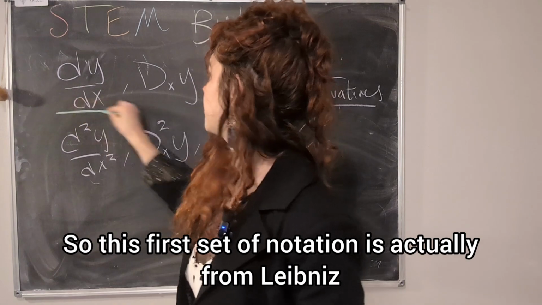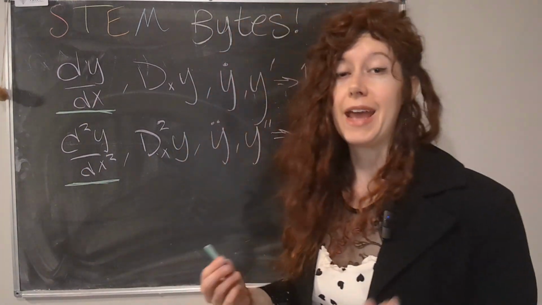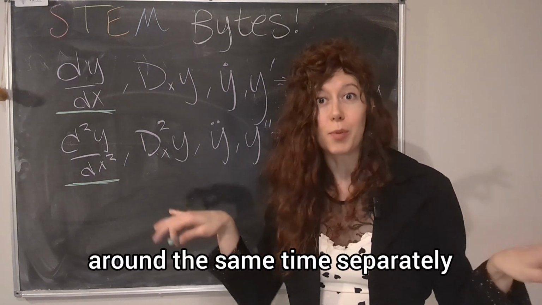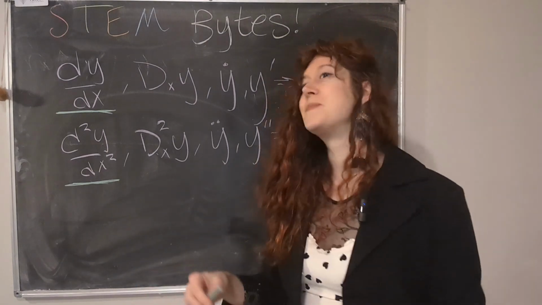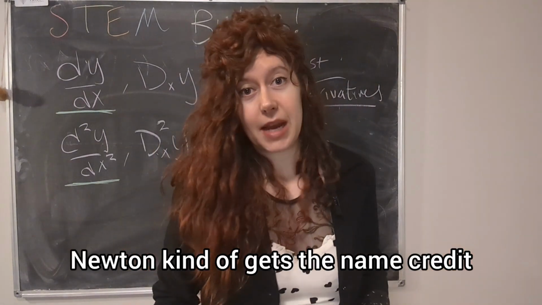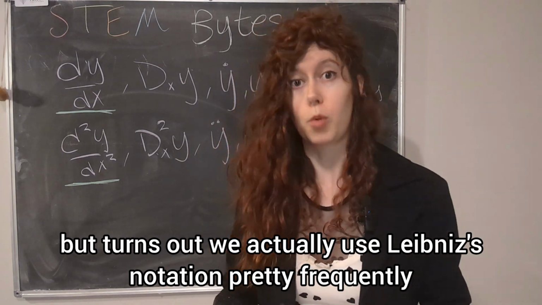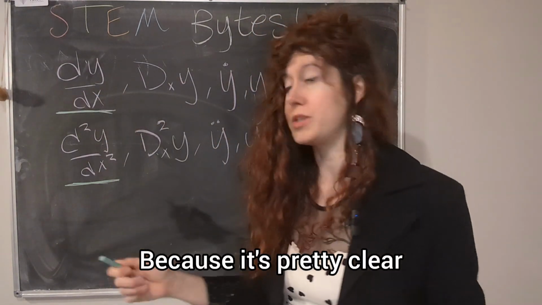So this first set of notation is actually from Leibniz. And Newton and Leibniz discovered calculus around the same time, separately, and then they had a big argument about who did it first, because so it goes. Newton kind of gets the name credit, but turns out we actually use Leibniz's notation pretty frequently. Why? Because it's pretty clear what's going on.